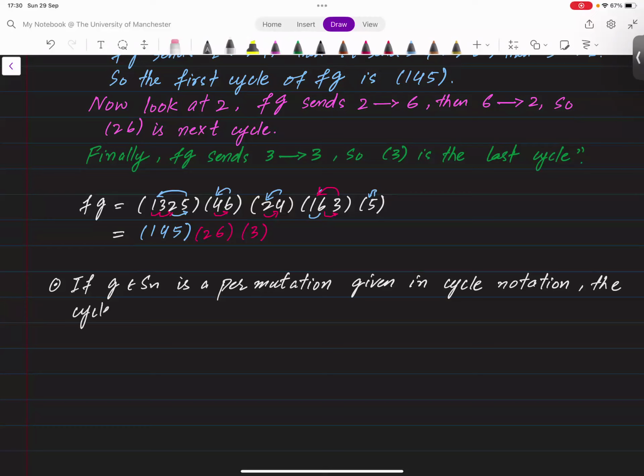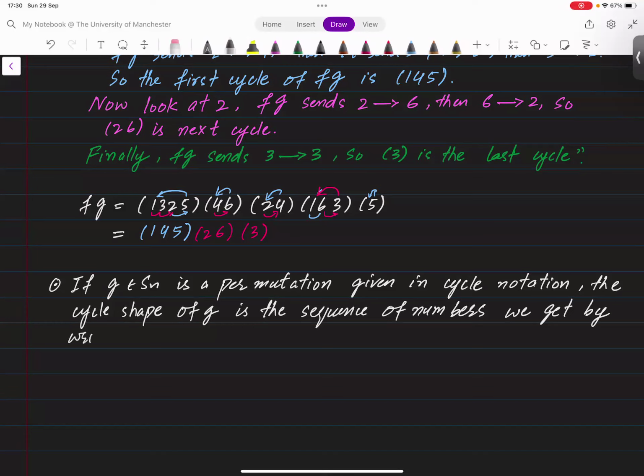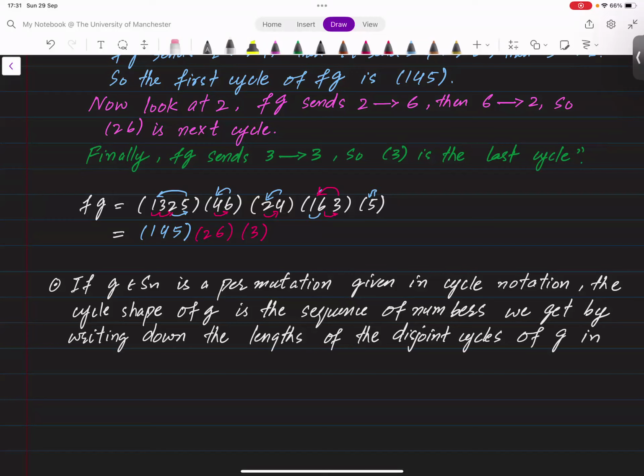the cycle shape of G is the sequence of numbers we get by writing down the lengths of the disjoint cycles of G in decreasing order.